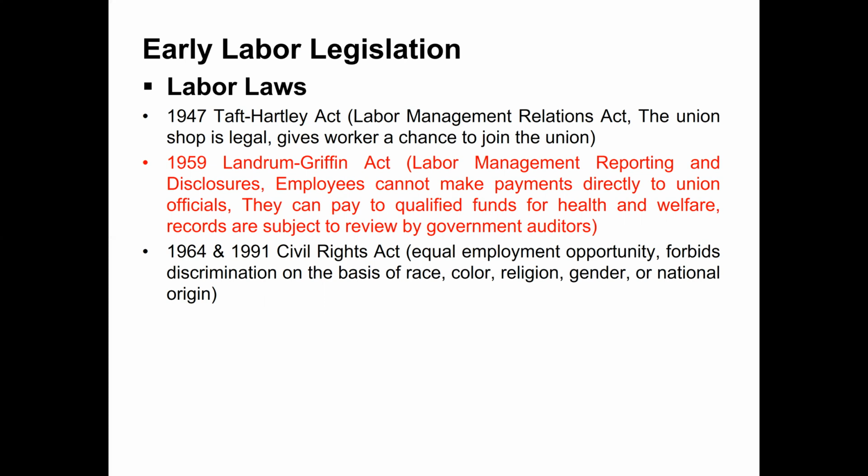1959, the Landrum-Griffin Act, Labor Management Reporting and Disclosure. Employees cannot make payment directly to union officials. They can pay to qualified funds for health and welfare. Records are subject to review by government auditors. Unions were asking employees to pay for their health insurance, their welfare, their retirement benefits. So the government put a check on these things: employees will not pay directly to union officials, but all deductions or contributions will go into bank accounts for the benefit of the laborers.